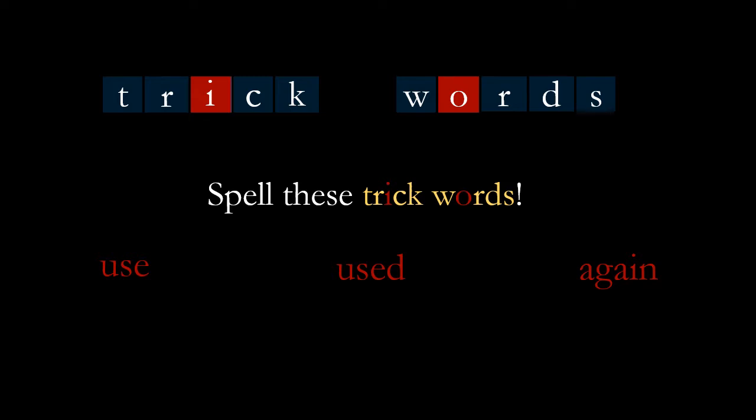The fourth trick word is sure, sure. Are you sure you know how to spell this word, sure? And here it is. The fifth word is animal, animal. And here we go. And the last word is, very important, please, please. And here it is.